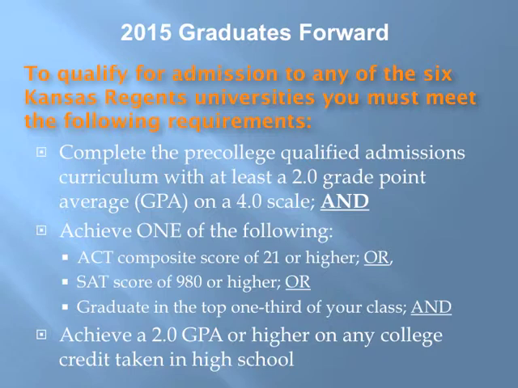Students in the graduating class of 2015 or beyond have specific criteria to qualify for admissions to the Kansas Region's universities. You must complete the pre-college qualified admissions curriculum with at least a 2.0 grade point average on a 4.0 scale. And you must do one of the following: have an ACT composite score of 21 or higher, or an SAT score of 980 or higher, or graduate in the top 1/3 of your class, and in addition, you must achieve a 2.0 GPA or higher on any college credit taken in high school.